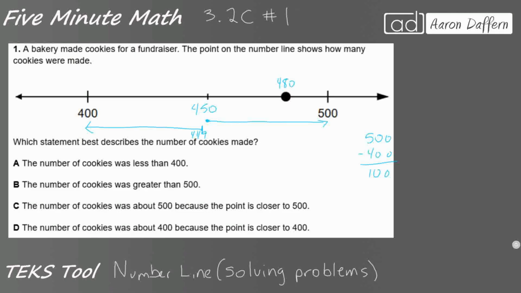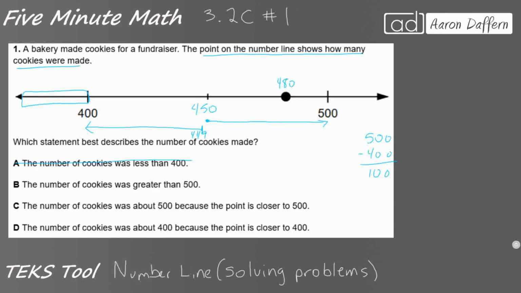The number of cookies, remember the dot represents the number of cookies. The point on the number line shows how many cookies were made. Was less than 400. Well, less than 400 is right here. And obviously that is not where the dot is. So that is going to be incorrect.